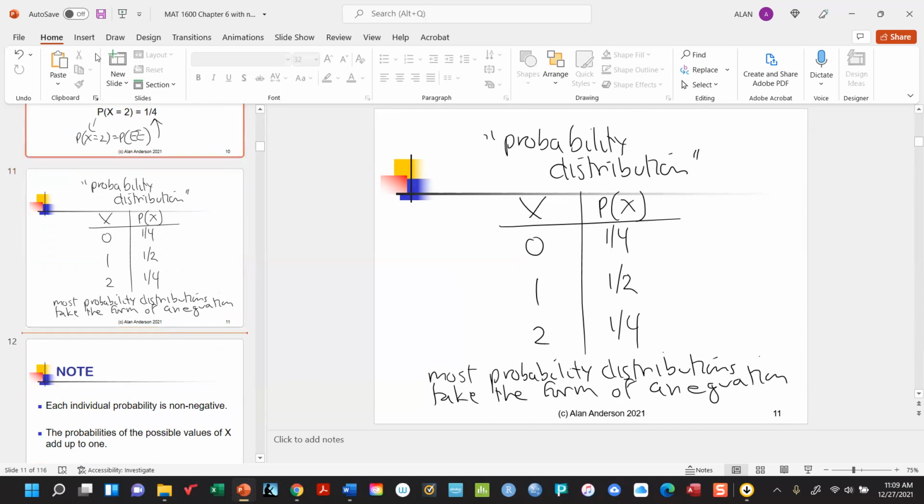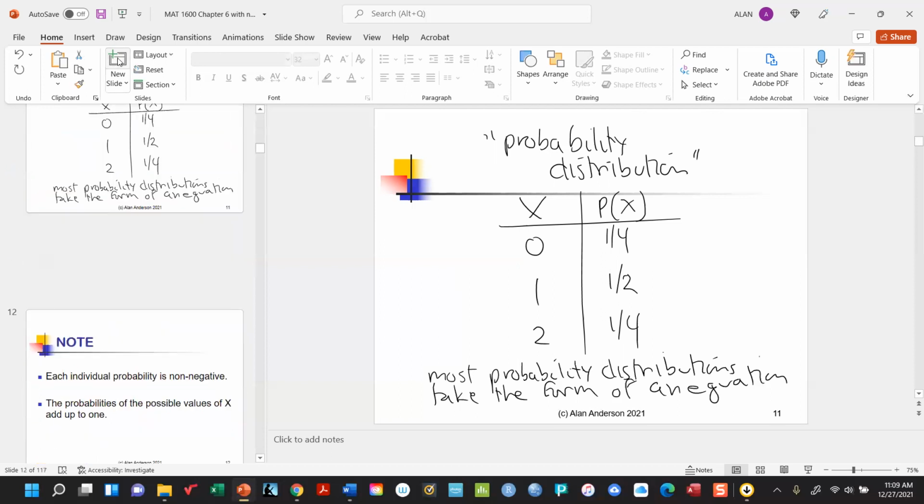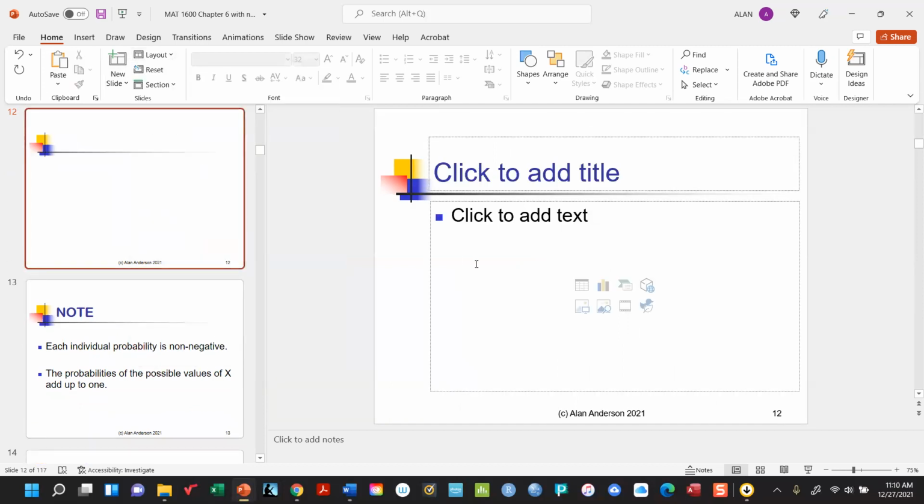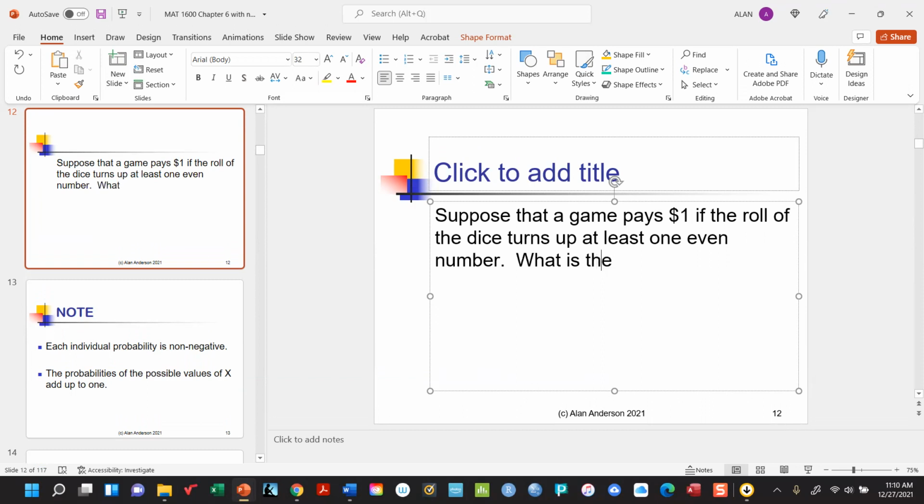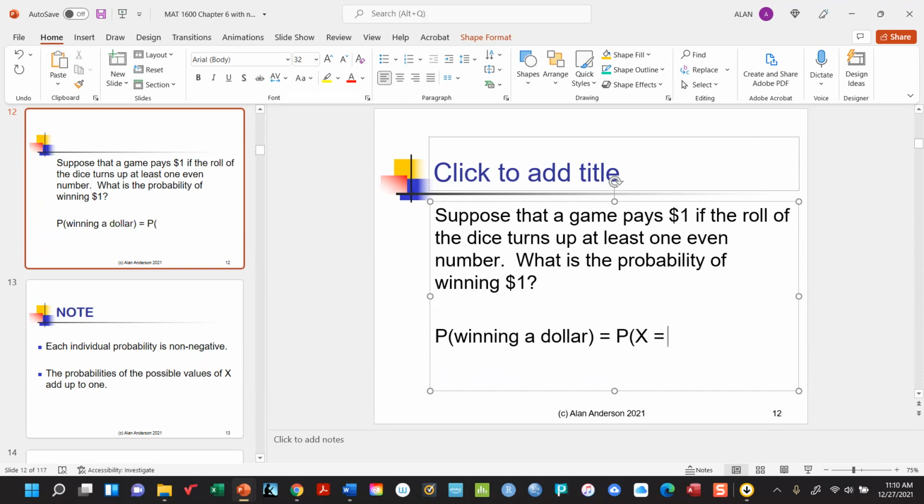By the way, I just want to mention one other thing. I mentioned this before. I said, what if the game pays us a dollar if we get at least one even number? Now watch how easy this is. Suppose that a game pays a dollar if the roll of the dice turns up at least one even number. What is the probability of winning a dollar? Well, this is the equivalent of saying it's just x equals one or x equals two. In fact, I'll tell you what, let me write it like this instead. Just to remind you what we're actually doing here.